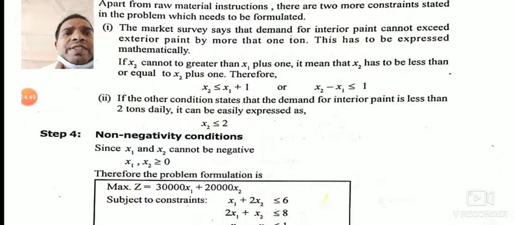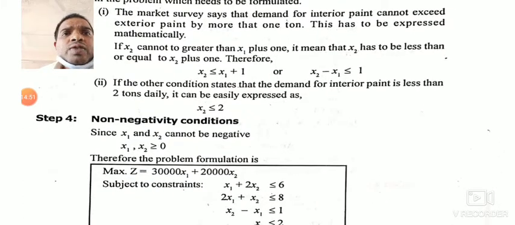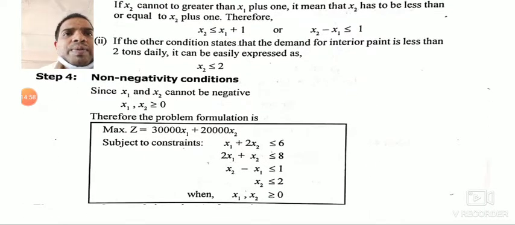Non-negativity constraints, so there are two variables here, x1 and x2 greater than or equals to 0. Now we can write the final form of the LPP problem. Maximize z equals 30,000 x1 plus 20,000 x2 subject to the constraints x1 plus 2x2 less than or equals to 6, 2x1 plus x2 less than or equals to 8, x2 minus x1 less than or equals to 1, x2 less than or equals to 2, where x1 and x2 are greater than or equals to 0.